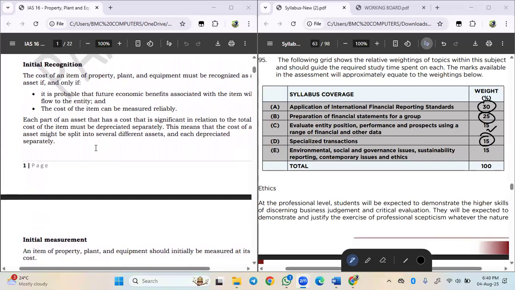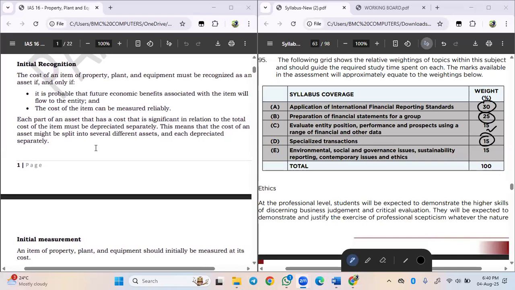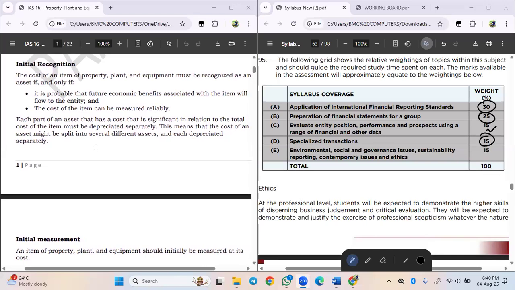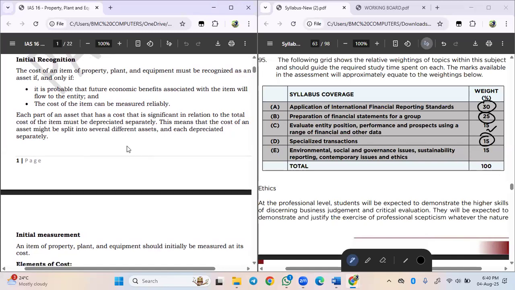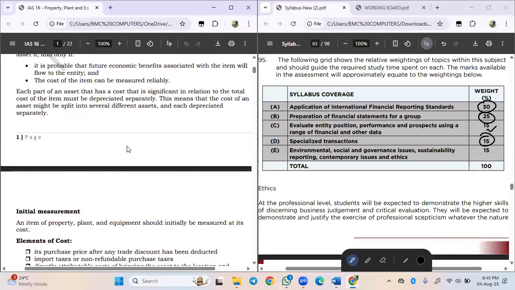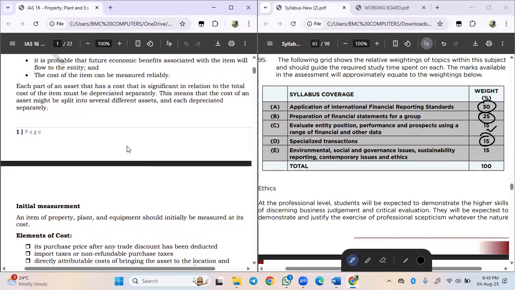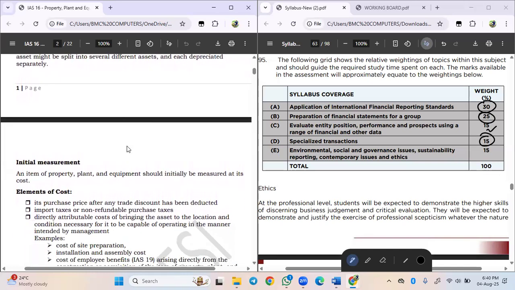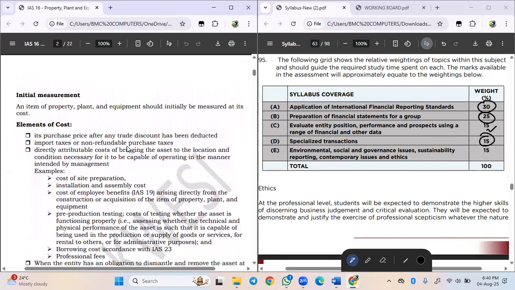All right. So to recognize something, the asset for the PPE, for the initial recognition, you can only recognize that PPE if it is probable. And if you say something is probable, it means it's 60 to 90% certain. We are almost certain that thing will happen. So it's probable that future economic benefits associated with the item will flow to the entity. Secondly, the cost of the item can be measured reliably. So you can reliably say that the cost of the item was 1 million Ghana cedis and all that. This one is not important, so let's go to the part that we need.